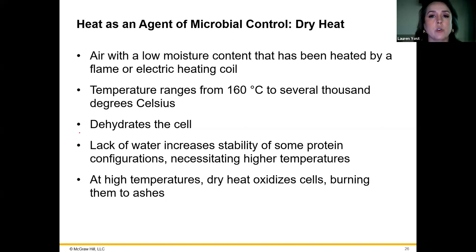All right, dry heat now. This is usually a flame or an electric heating coil. Temperature can range from 160 degrees Celsius to several thousand degrees Celsius. This will dehydrate the cell, and the lack of water increases the stability of some proteins. That's why it's more effective to have the water, as in moist heat. Here we need higher temperatures that will eventually lead to oxidation and reduction reactions, turning all of the molecules to ash. It's literally the same thing as cremating a body: that high heat is oxidizing and reducing molecules in the whole body and reducing it to ash.